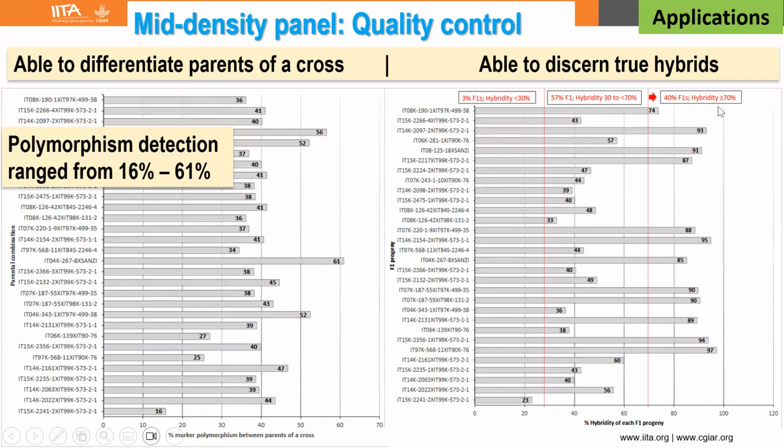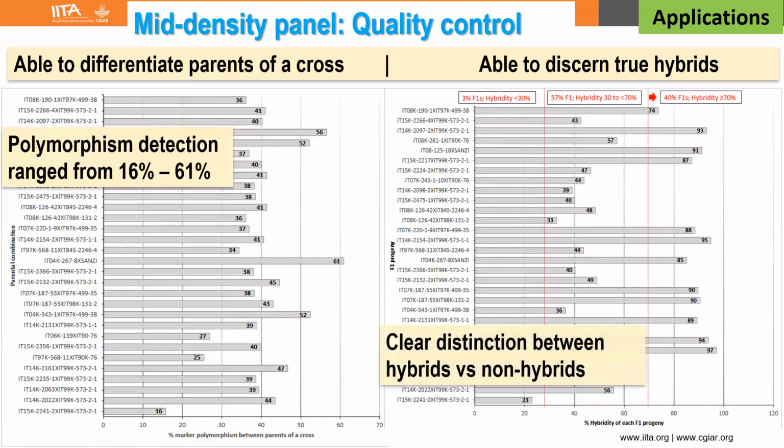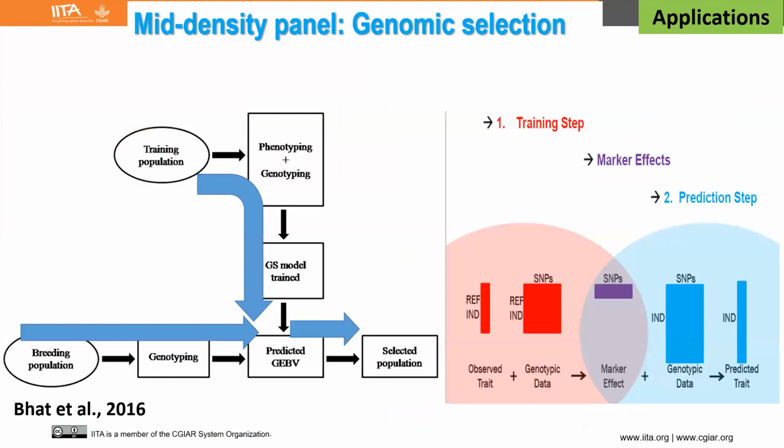And so with the computation of hybridity, you can set a threshold and say only those with hybridity above 70% are the ones you have confidence in declaring as true hybrids, and then there were those that we could declare as false hybrids. So again, you can see that the mid-density panel can be used for a diversity of applications in the breeding program.